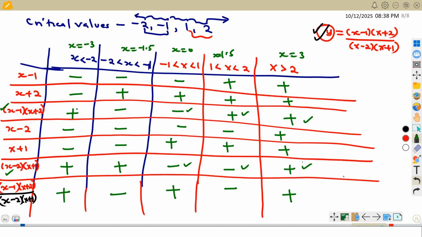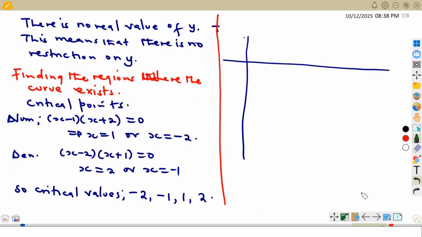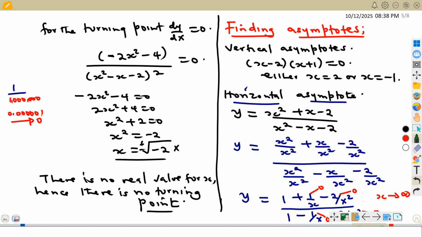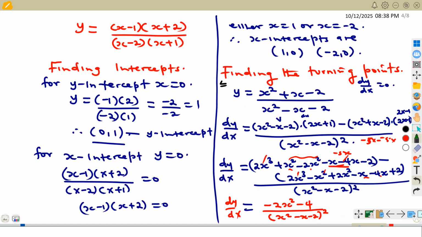So next, we need now to look at sketching. We have determined the range where the curve exists. We have seen the range where the curve does not exist, and we have seen there is no restriction on y. We have got the asymptotes, that is the horizontal asymptote and vertical asymptote, and we have got the turning points. Actually, the turning points are not there because there are no real values of x. And lastly, we also got the intercepts. So let us look at the sketch.